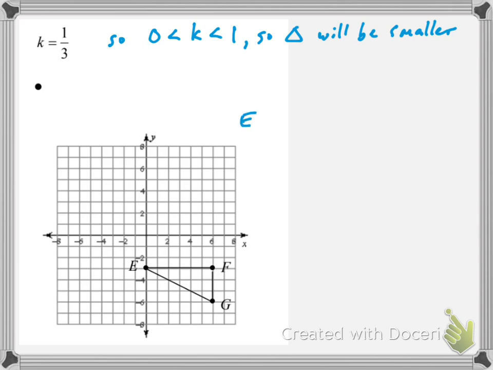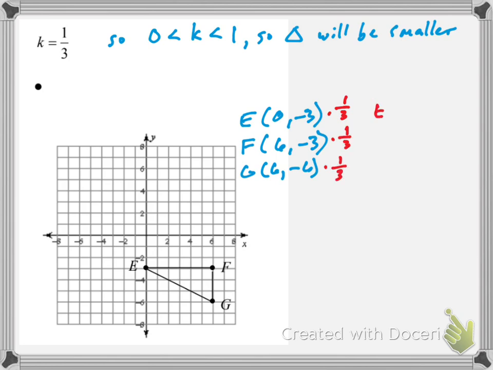So I have E, F, G. E is -3, 0. F is 6, -3. Actually, E is not -3, 0. That is incorrect. It is 0, -3. There we go. G is 6, -6. Okay? So what I'm going to do, I'm going to multiply all these coordinates by 1/3.